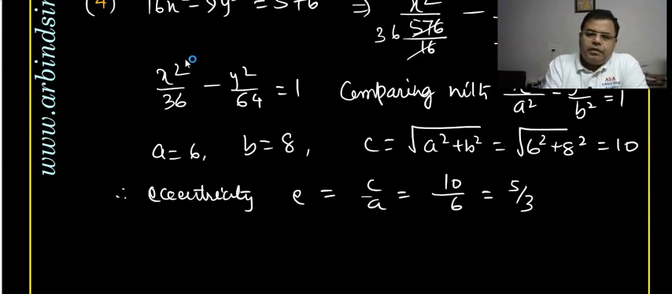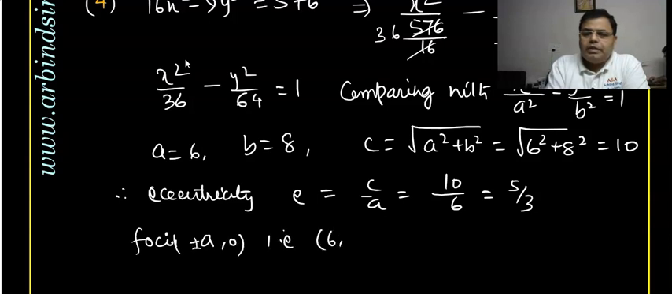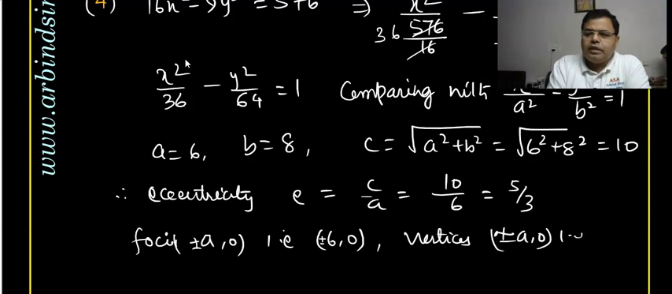And foci is plus minus a comma 0, that is plus minus 6 comma 0, and length of vertices is plus minus a comma 0, that is plus minus 6 comma 0.